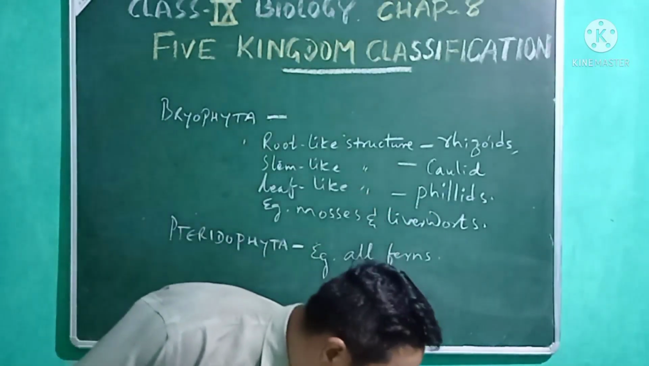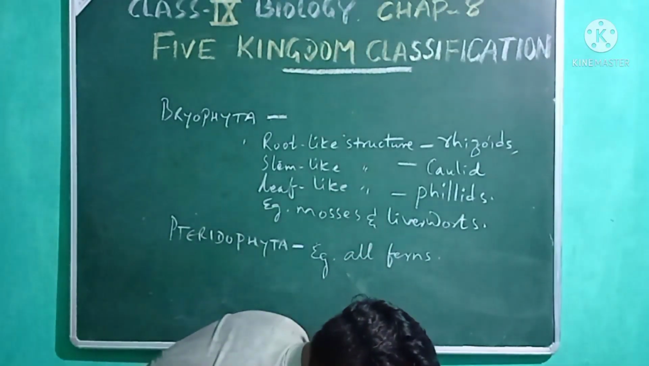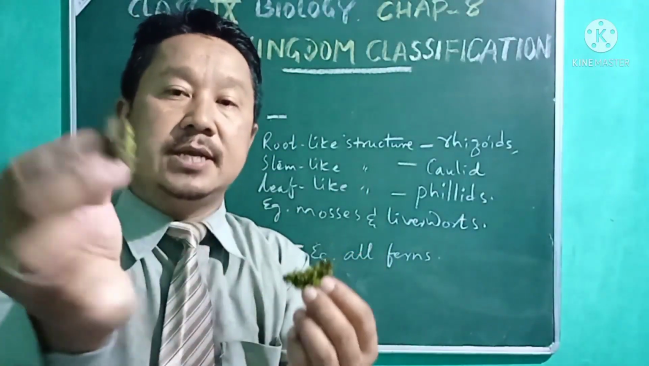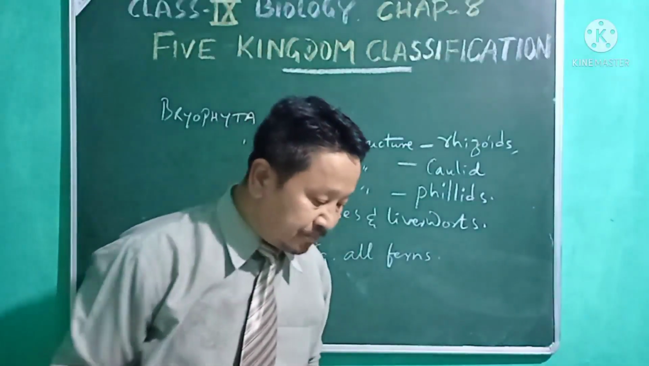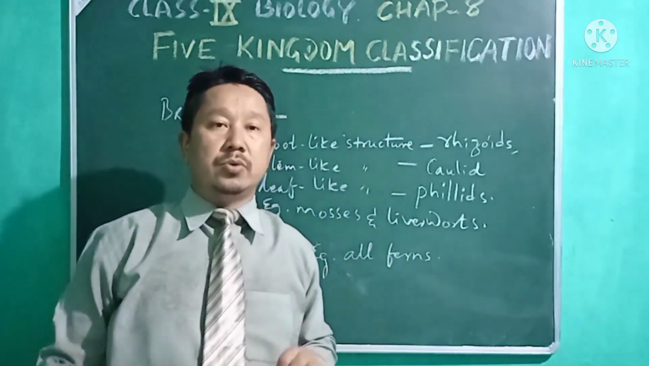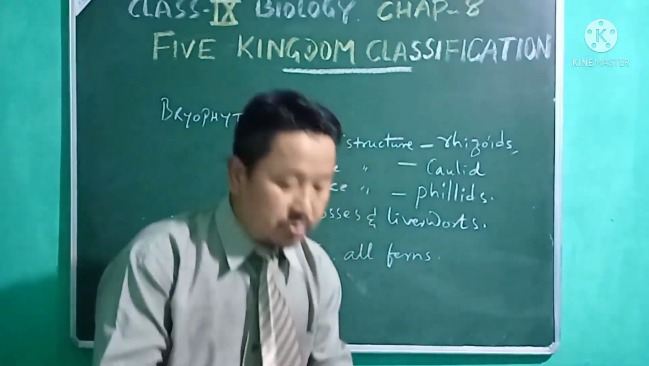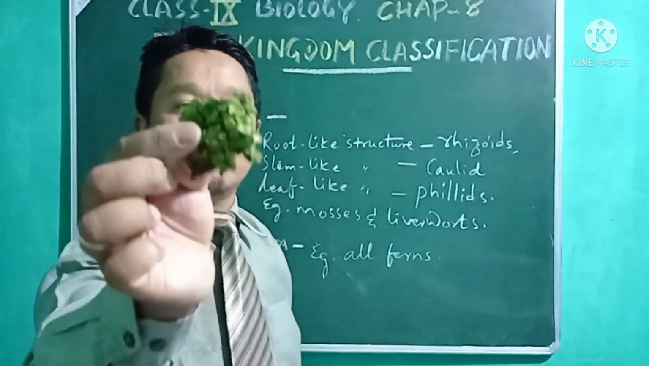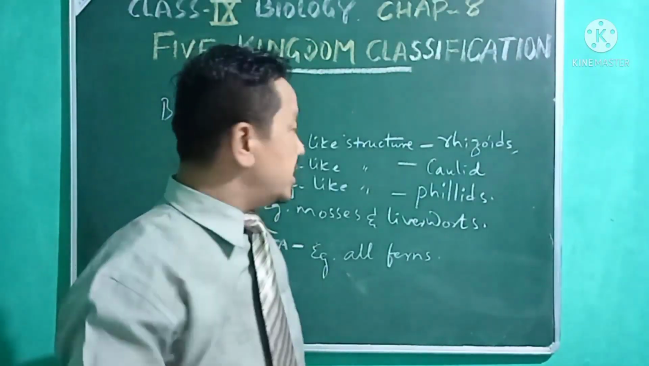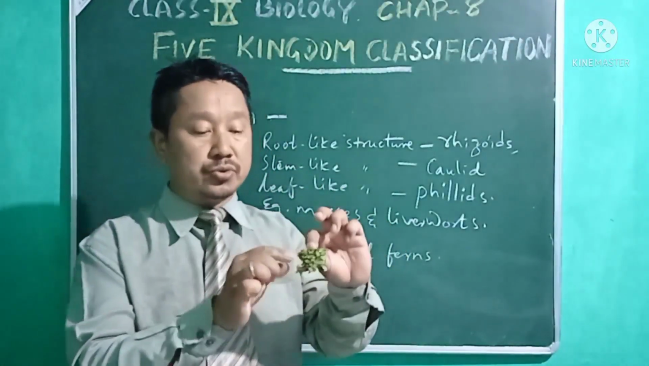I'll show you mosses here, though it's perhaps not that clear. These are all mosses. You can see mosses on the stem, and on the wall also, where the moisture content is very high. And liverworts, you can see here. It's also called Marchantia, the scientific name is Marchantia species. So these are liverworts that come under Bryophyta. You can see no true roots, no stem, no leaves.